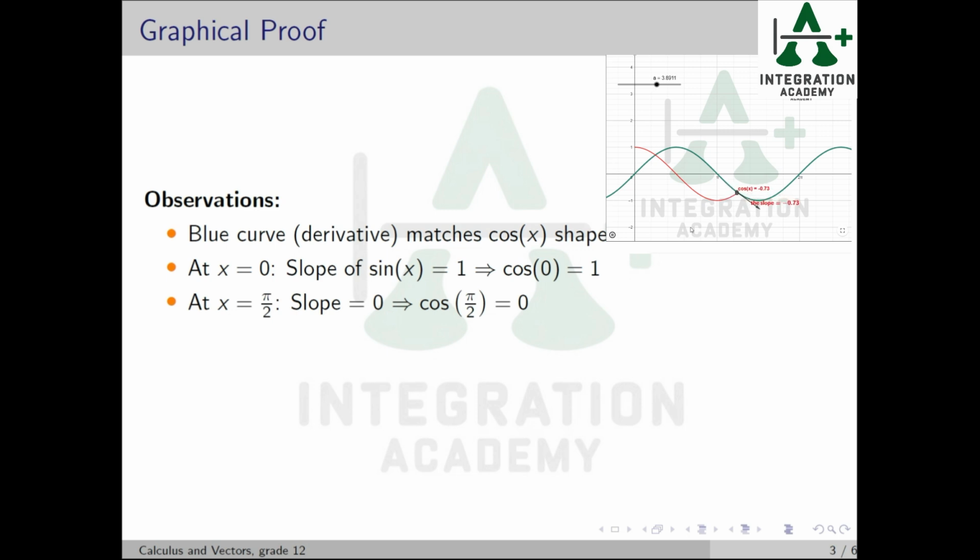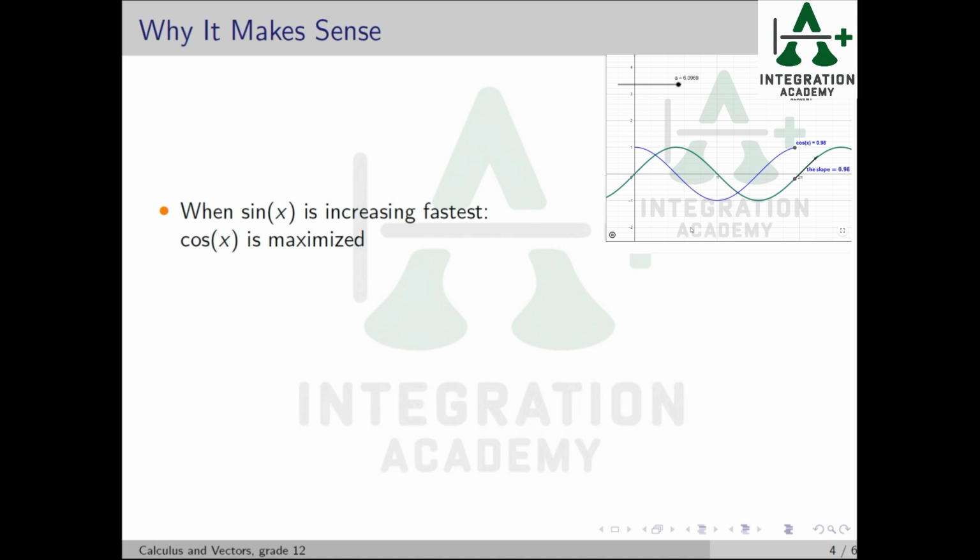At x equals pi, the slope drops to -1. Cosine of pi is -1. The blue curve matches the shape of cosine perfectly. Let's break this down intuitively.